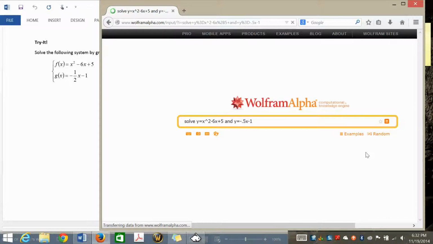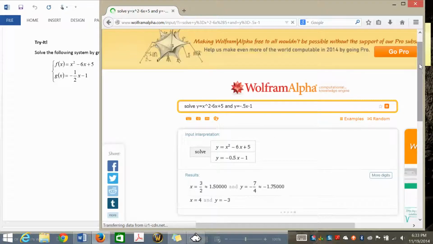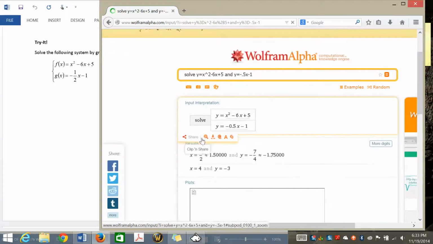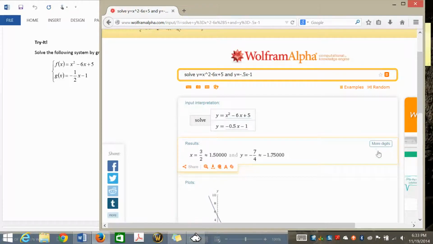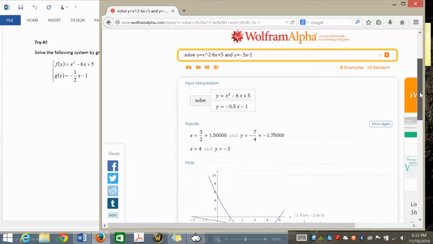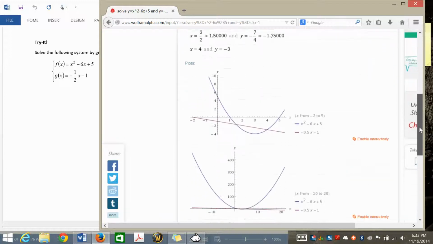Then we hit enter and we wait and see. Because it's doing quite a bit of things, finding the intersections as well as graphing them, it usually takes 30 seconds or so to go, so we can see it thinking hard here. There are my equations that I want it to solve, and it's come up with two solutions for me. The first solution is that x equals negative 3/2 and y equals negative 7/4, and the second solution is that x equals 4 and y equals negative 3.